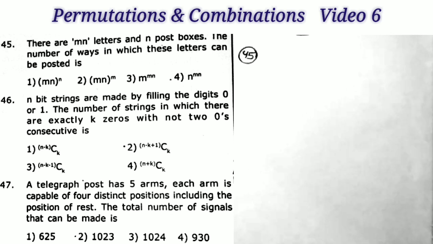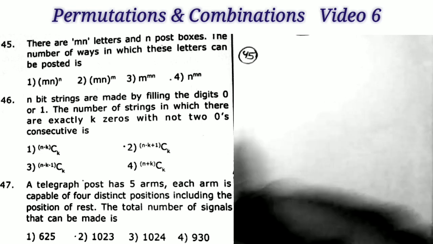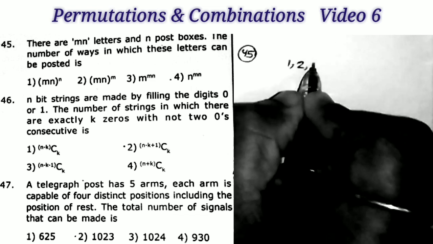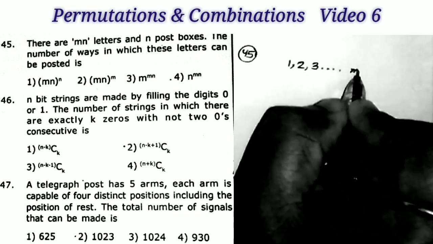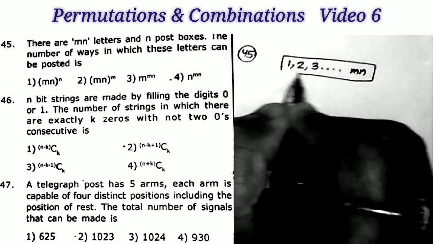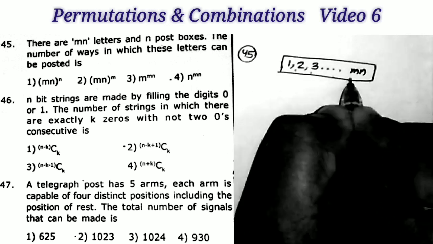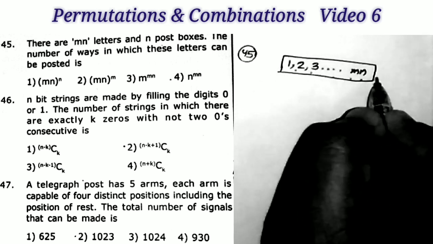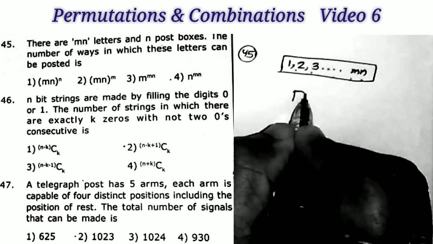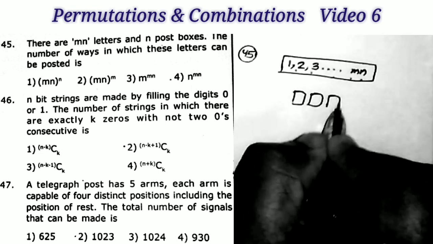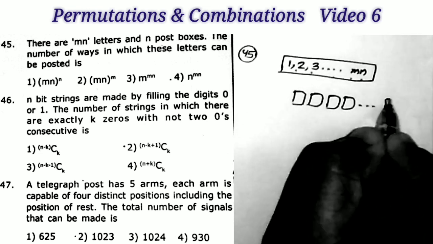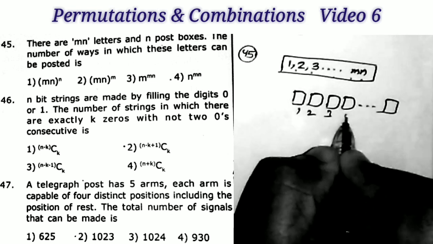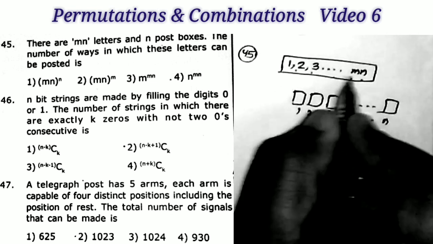Next question, sum number 45. There are mn letters and n post boxes. The number of ways in which these letters can be posted. Okay, listen. There are mn letters, 1, 2, 3, 4, 5 and so on, up to mn letters. We have these letters, first letter, second letter, third letter and so on. And n post boxes, and also here we have the post boxes, 1, 2, 3, 4, 5 and so on, up to n. We have the n post boxes. Okay, n post boxes and mn letters.